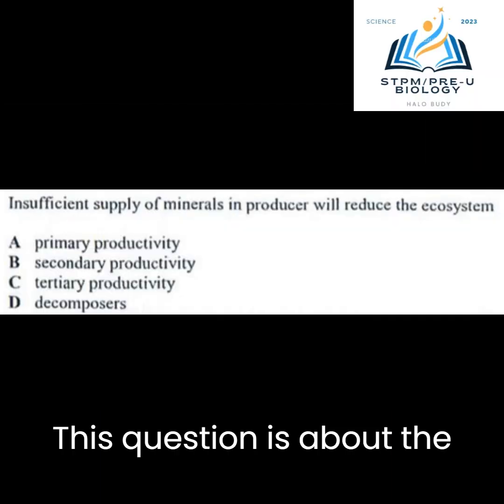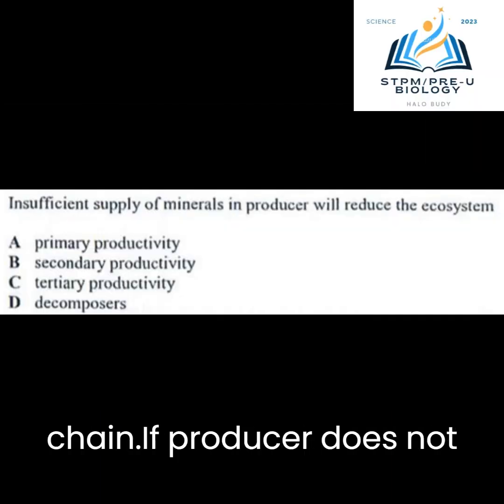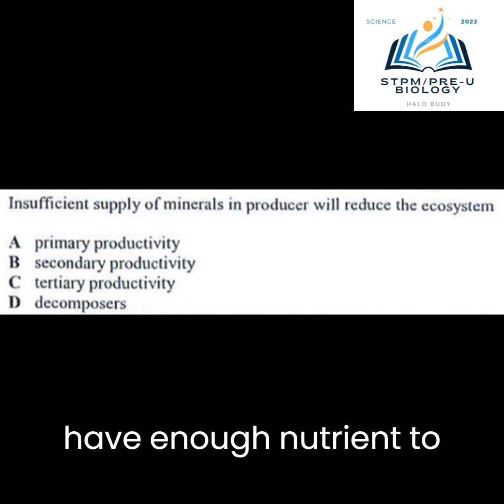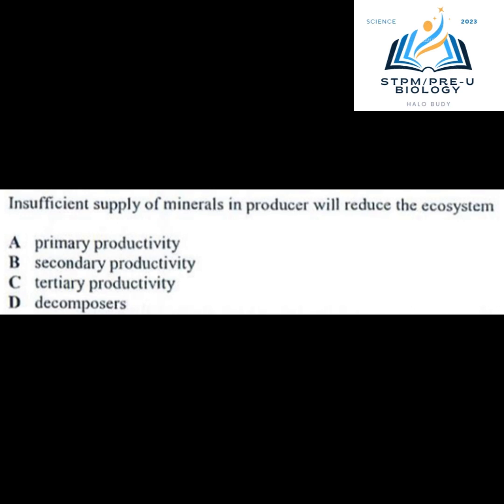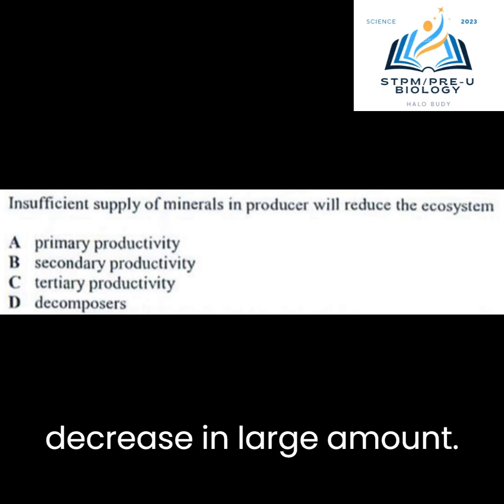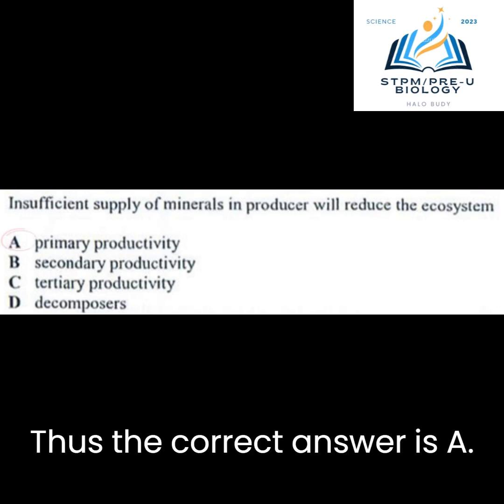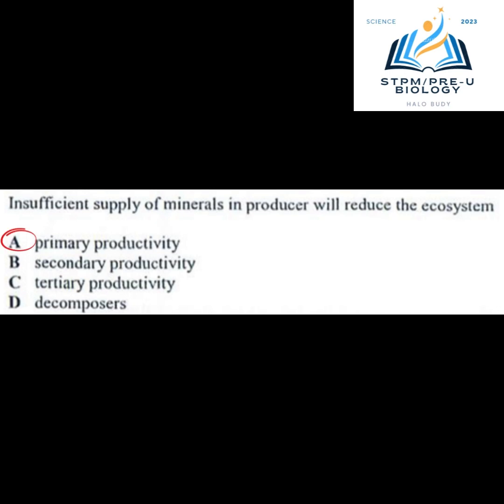This question is about the relationship in the food chain. If the producer does not have enough nutrients to grow, the quantity of producers decreases. This will cause the primary consumers to decrease in large amount. Thus, the correct answer is A.